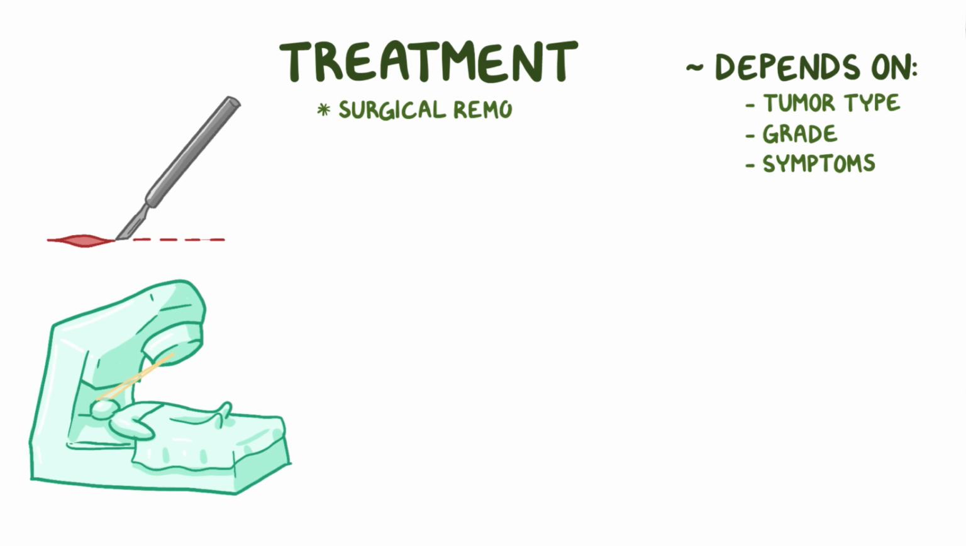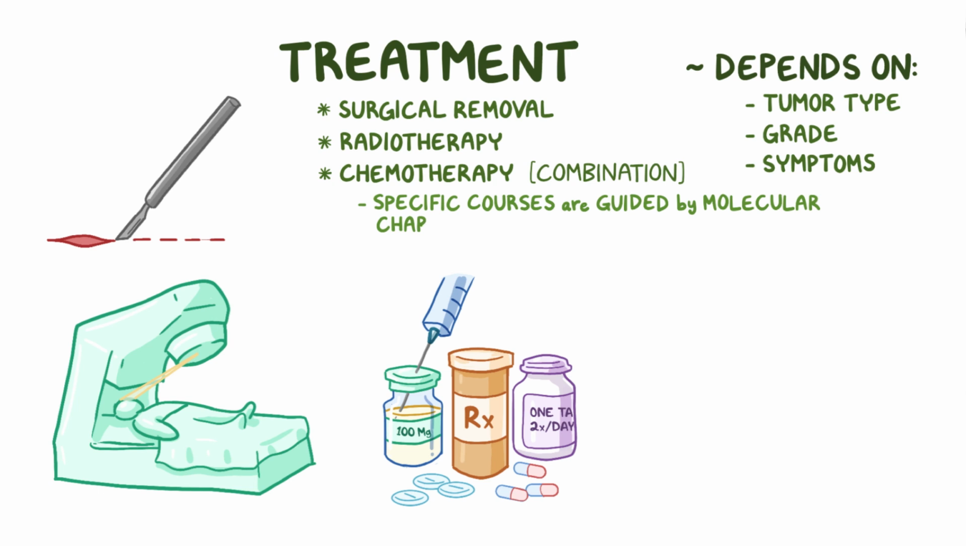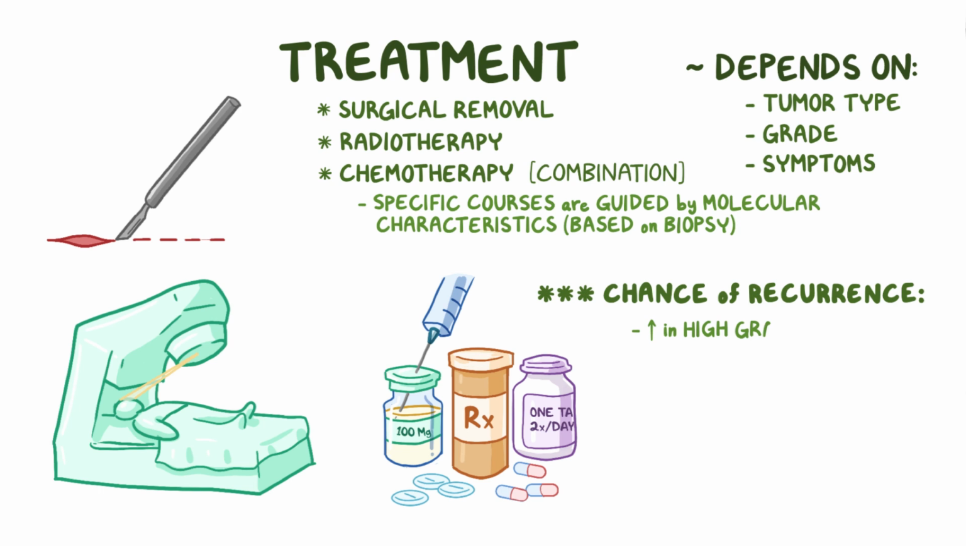Treatments depend on the tumor type, grade, and symptoms, but can include surgical removal, radiotherapy, or chemotherapy, frequently in a combination. But specific courses of treatment are guided by the molecular characteristics of the tumor based on the biopsy. Finally, the chance of recurrence gets higher in high-grade tumors and in tumors that have not been fully removed or destroyed.